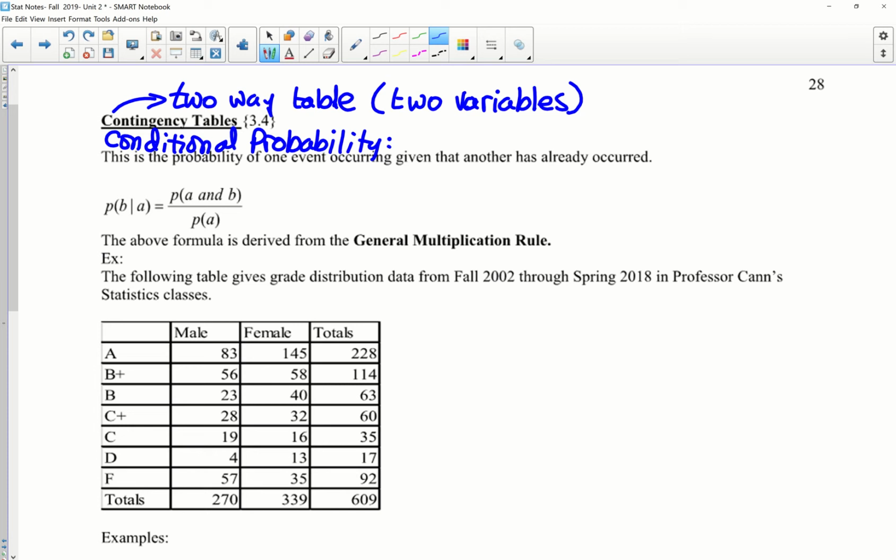So the statement here, the above formula is derived from the general multiplication rule. So if you go back to the previous page, you don't have to, I'm going to rewrite it, but reflect back to the previous page. We had probability of A and B is equal to the probability of A times the probability of B given that A has already occurred.